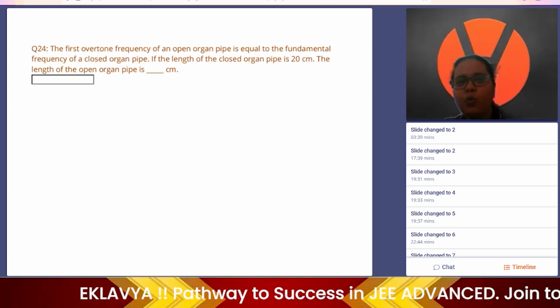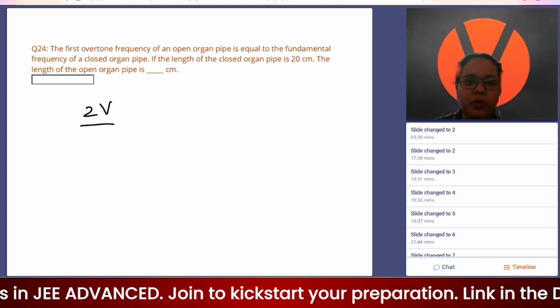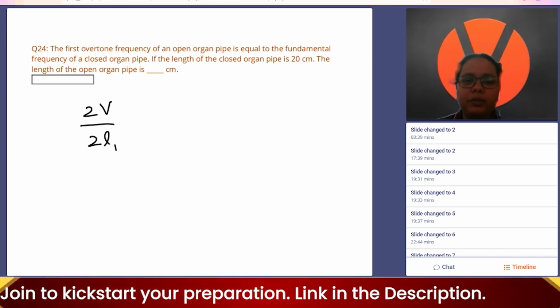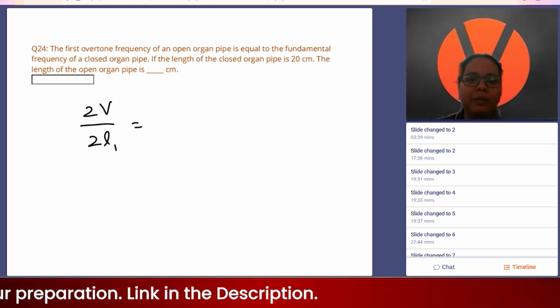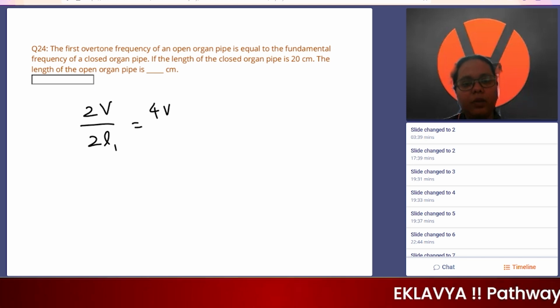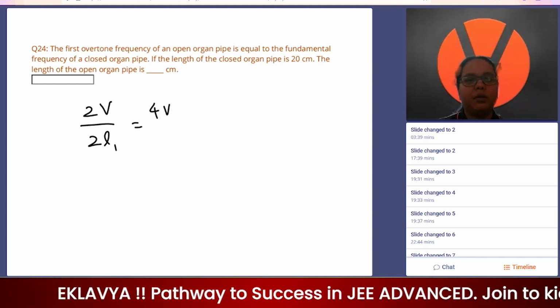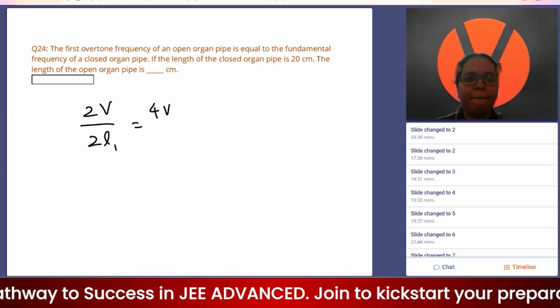The first overtone frequency of open organ pipe. First overtone frequency means 2V by 2L1, which is equal to the fundamental frequency of the closed organ pipe, right? So 4V by V by 4L.